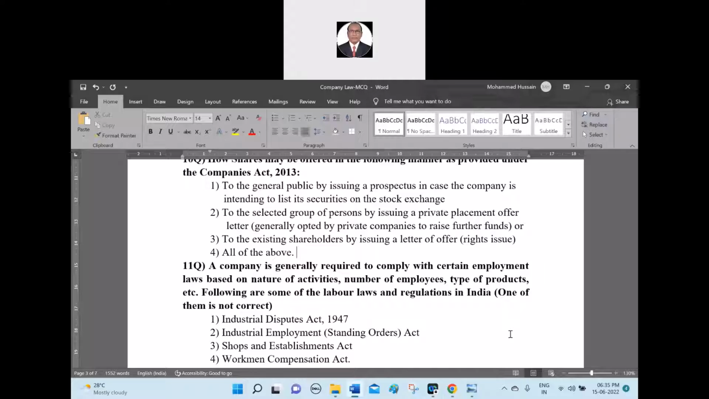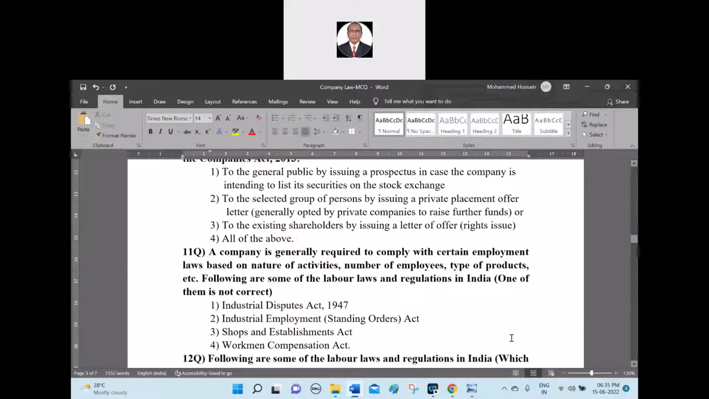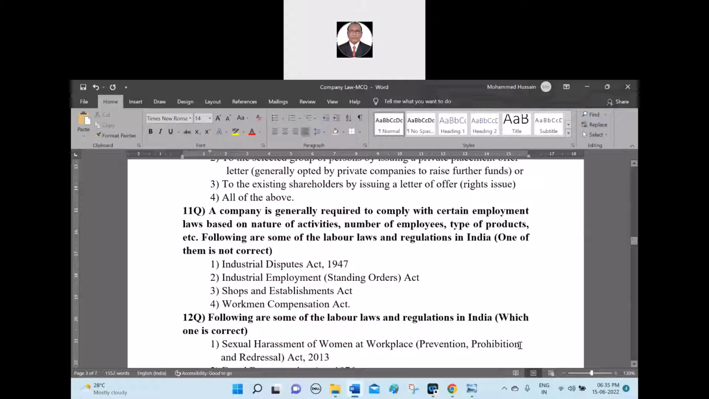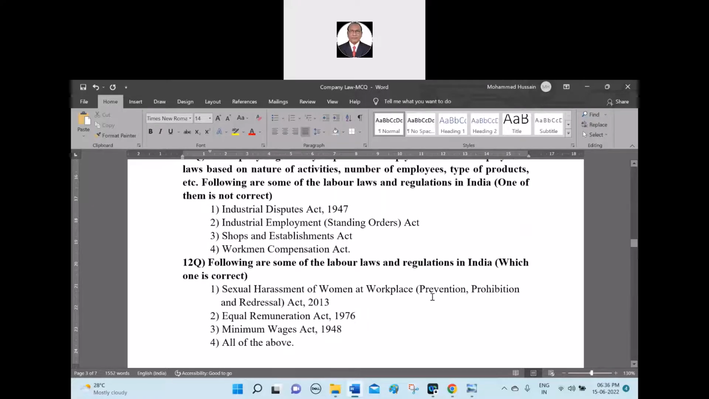Industrial Dispute Act is there, connected. Industrial Employment Standing Orders Act is connected. Shops and Establishment Act is connected. Then what is not connected is Workman Compensation Act. The answer for the 11th question is number 4 option, which is not correct. Not connected. Okay, next. 12th question.